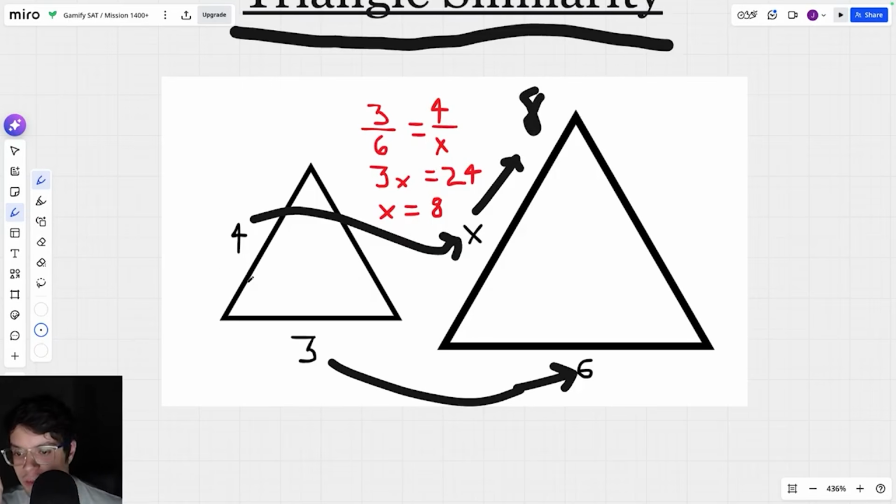You take every single thing from the first sides, and then you multiply it by a set number, and that's how you get these sides for the bigger triangle. And this is exactly how every similar triangle situation works.